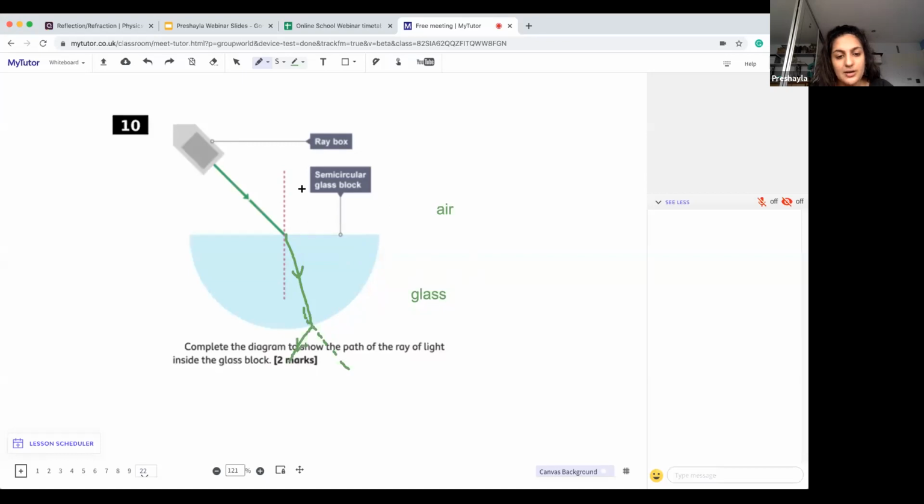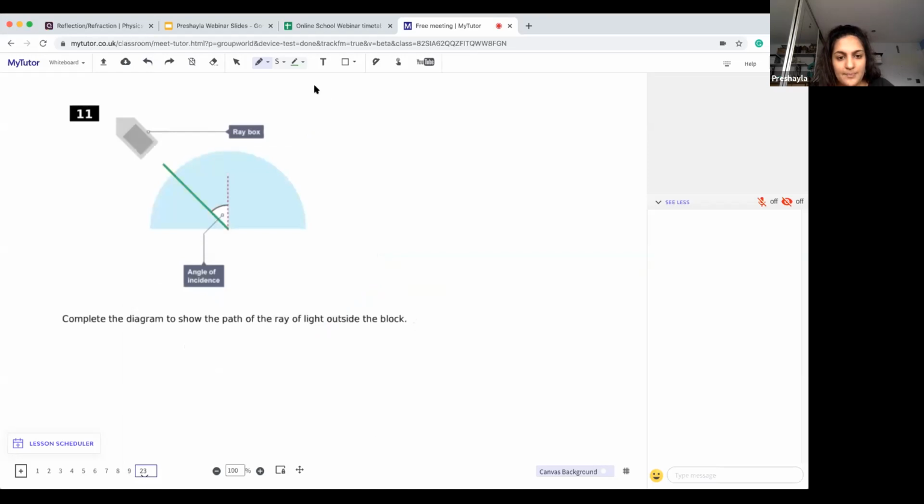Okay, so that would be if the question were to say complete the ray of light inside the glass block and as it leaves the glass block, but luckily we don't have that, so it's just inside the glass block, so we'd be fine just to draw this. But make sure not to extend the ray outside of the glass block because then it refracts again. Okay, so just keep it within the glass block and you'll be fine.